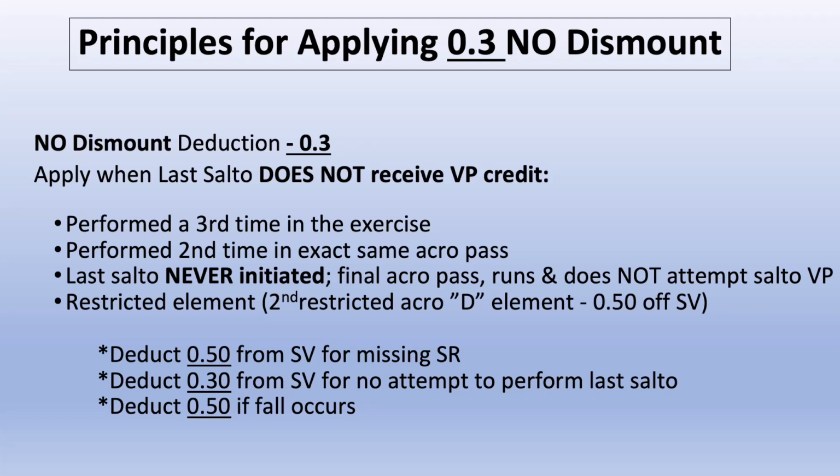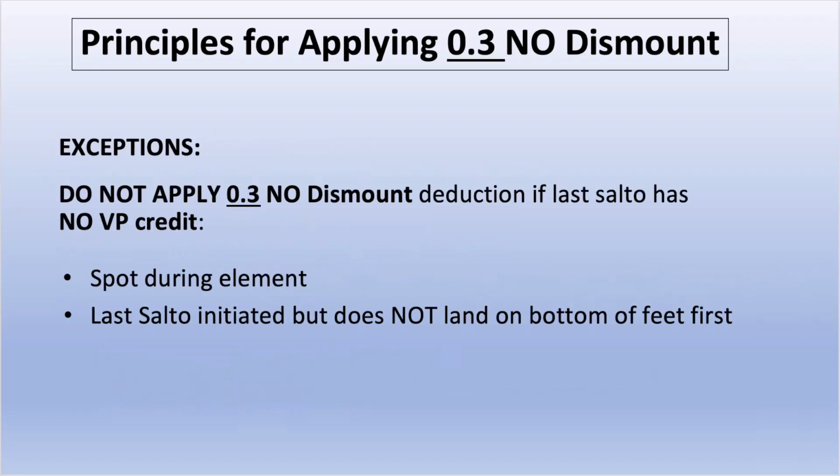And if the last salto is never initiated in the final acro pass, so she runs down and just kind of bails on her tumbling pass and has no attempt for a salto. And if she has a 2nd restricted element, D or E, actually, which is 5/10 off the start value, in addition to the 5/10 from the start value for missing the special requirement, the 3/10 off the start value for no attempt to perform the last salto. And if she does fall on that last pass, then it is 5/10 for the fall as well. Our exceptions are spotting during the element, and if the last salto was initiated but does not land on the bottom of the feet first.